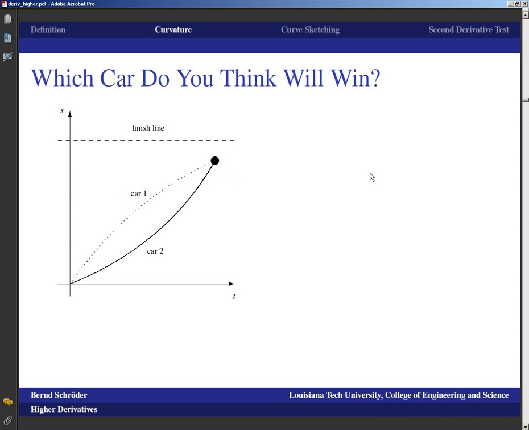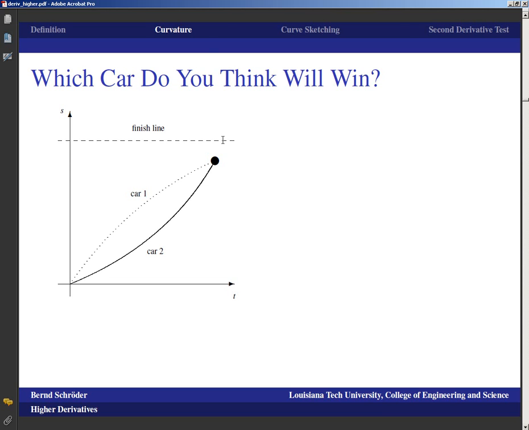Which car do you think will win? Well, car number 1 has started out fast, but the speed seems to be dropping off, whereas car 2 started a little bit slower, and it seems to be speeding up right now, or it seems to still continue to speed up. And so, based on this data, I would say that car 2 probably has a better chance to reach the finish line before car 1 than the other way around.